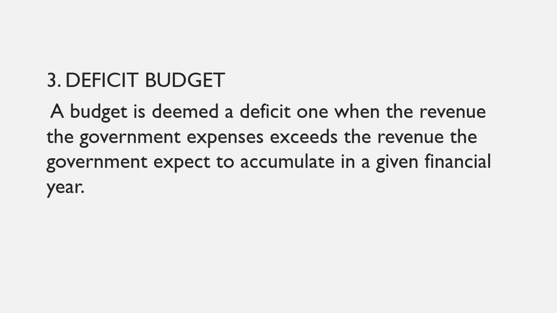And lastly, a deficit budget. A budget is deemed a deficit one when the expenses of the government exceed the revenue the government expects to accumulate in a given financial year. A deficit budget is when the federal government spends more money than it collects in revenue. It is generally used when talking about total economic spending rather than the budget of businesses or individuals.